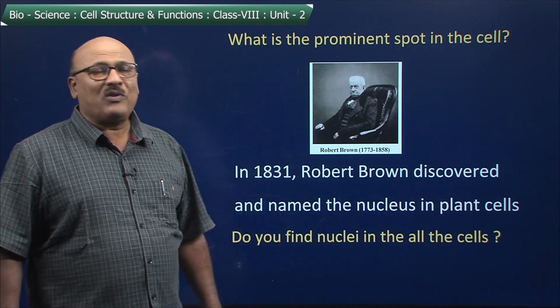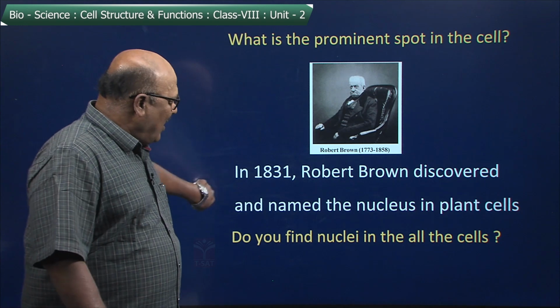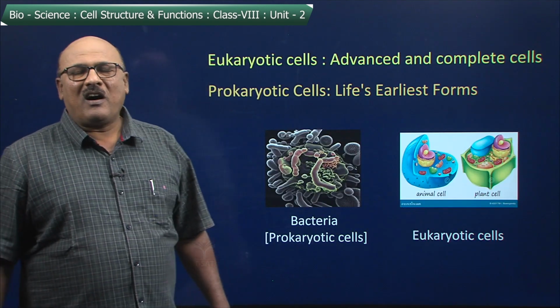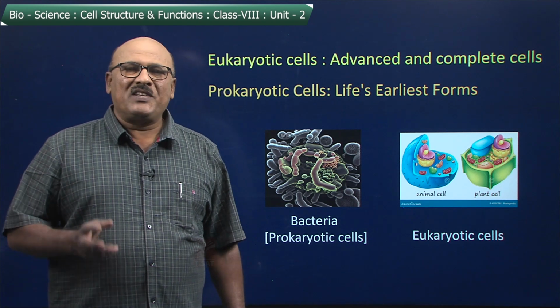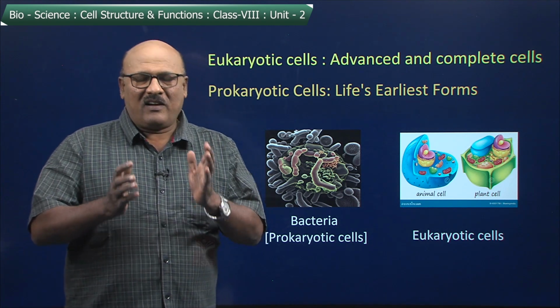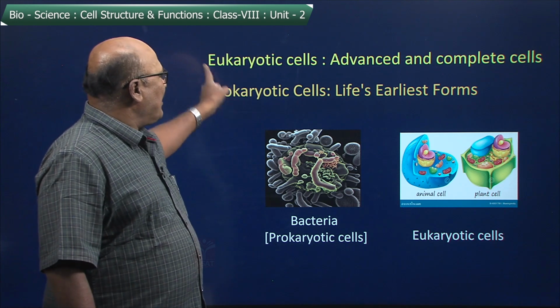Do you find a nucleus in all cells? Just think about it. Actually, not all cells have a nucleus. On the basis of this character, we divided the cells into two categories. One is the prokaryotic cells and the other is the eukaryotic cells.